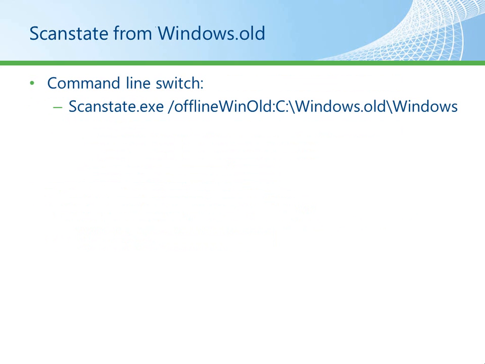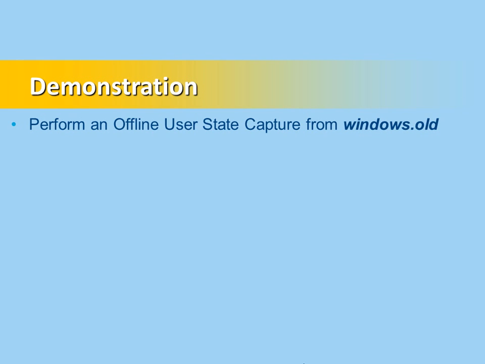And here's how we do a scan state from Windows old. So the command line switch obviously is scanstate.exe, and then space /offlinewinold is the switch, and then colon, and then after the colon we have to tell it where the Windows directory is that we're doing the scan from. So in this case I'm doing it from the c:\windows.old\Windows directory. So let's go and do a demonstration now.